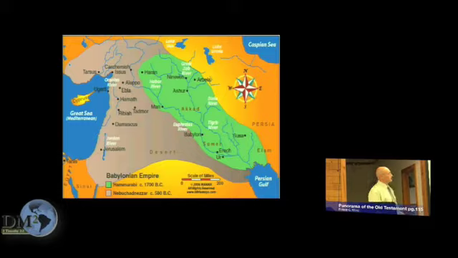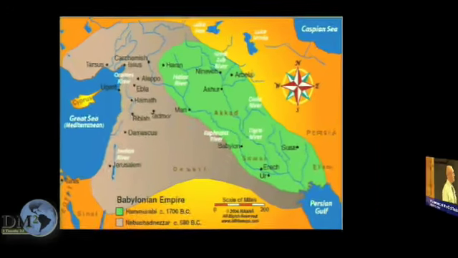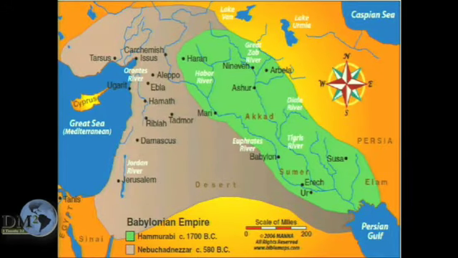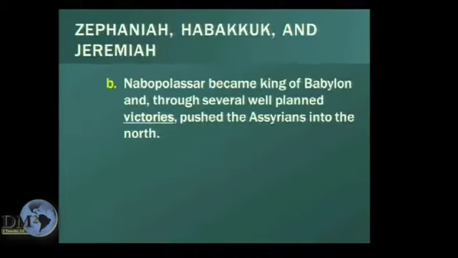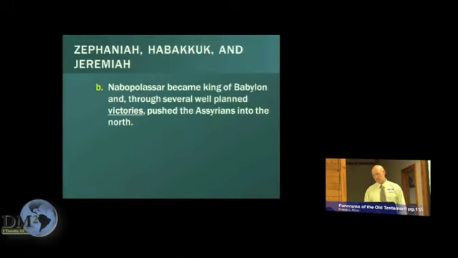So here we have in the green, you have Hammurabi, his old empire, but all of that included into Nebuchadnezzar's empire, at least eventually. Nabopolassar became king of Babylon, and through several well-planned victories pushed the Assyrians into the north.